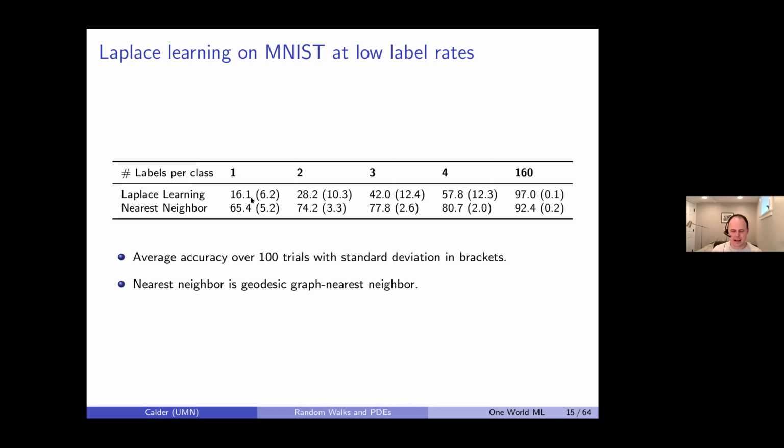Okay? And it's not that it's a bad algorithm. If you take 160 labels per class, which is about the smallest where you get really good results, it's 97% accuracy. So it's a good algorithm when you have a moderate amount of labeled data. It's catastrophically bad when you have very few labels.